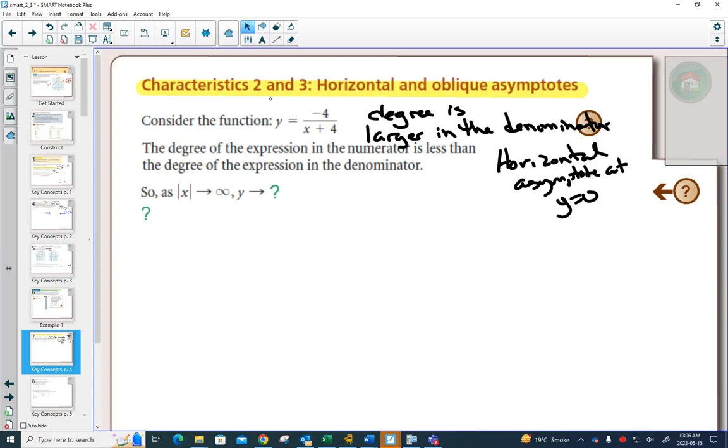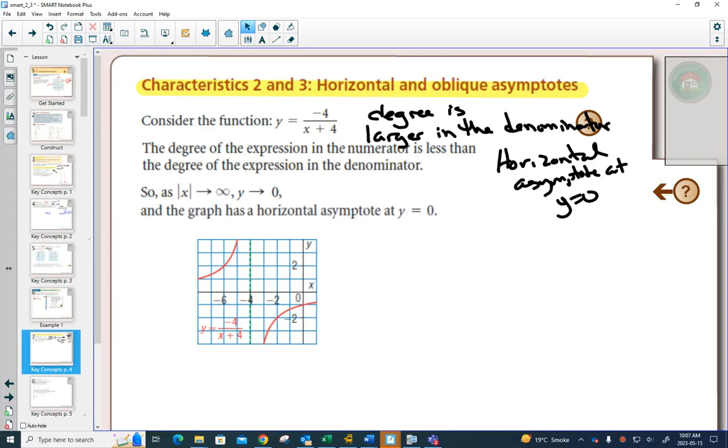Can you see that it gets closer and closer to 0? The bigger the number you put in, dividing -4 by a huge number will get closer and closer to 0, so there will be a horizontal asymptote at y equals 0. The shortcut is, anytime the degree is larger in the denominator, you'll always be dividing by a very big number on the bottom, which will get you closer and closer to 0.